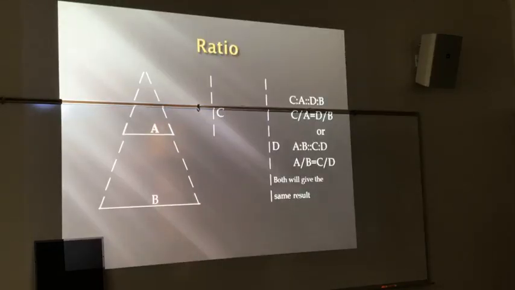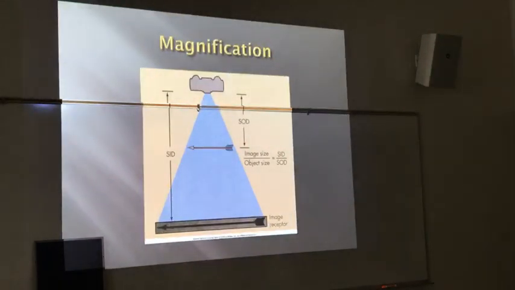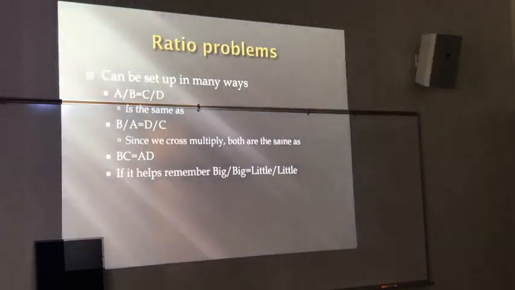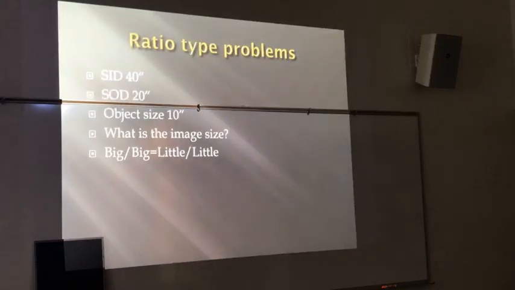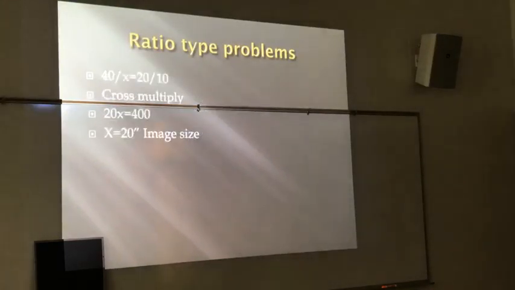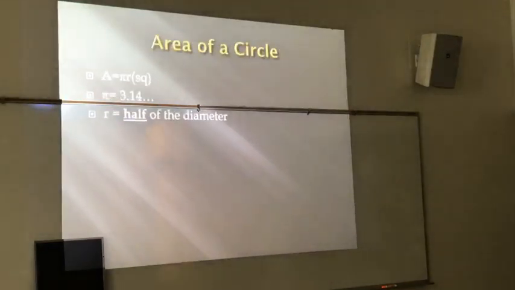So all of that is really kind of magnification the same way. They're ratio problems, so as long as you flip the entire thing, you should be good. And it just walks through the same thing again. Still, same stuff. All right, so area of a circle.